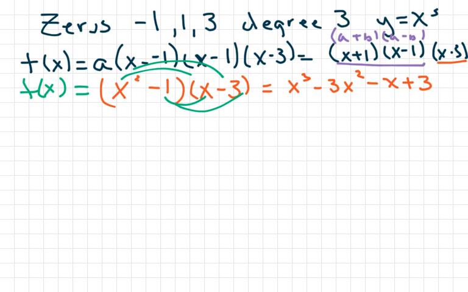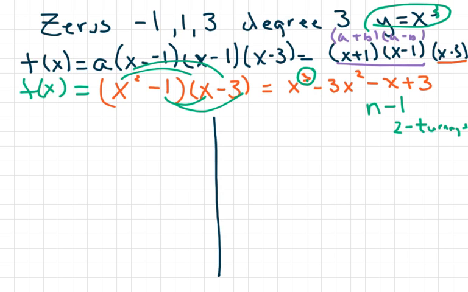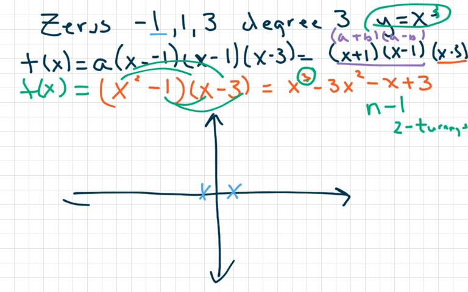There's also the thing they talked about, turning points. Our highest degree is 3, so our power function, as we said before, is y equals x cubed. This means we have at most n minus 1 turning points. Since our n is 3, we're going to have at most 2 turning points. I want to sketch the graph here so you see what's going on. We have a zero at negative 1, which is about here, and 1, and 3. Also, our power function is x cubed, so we're going to start in quadrant 3 and end in quadrant 1.